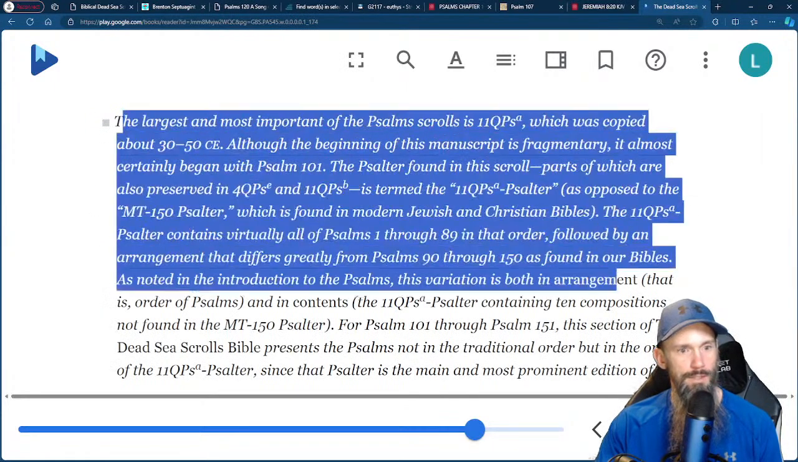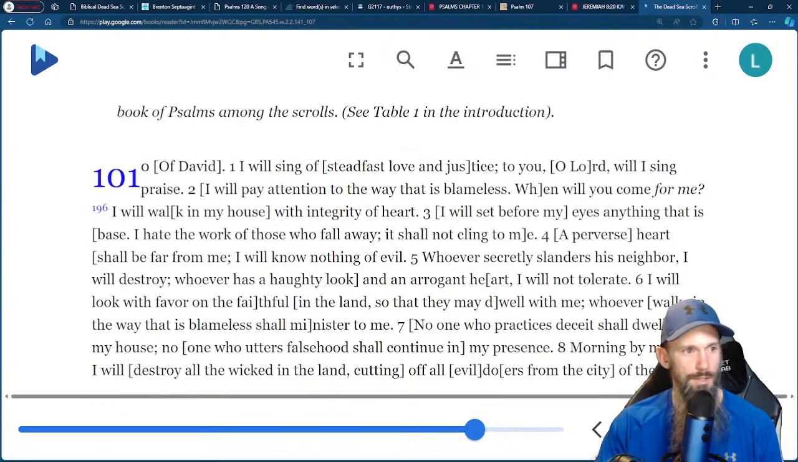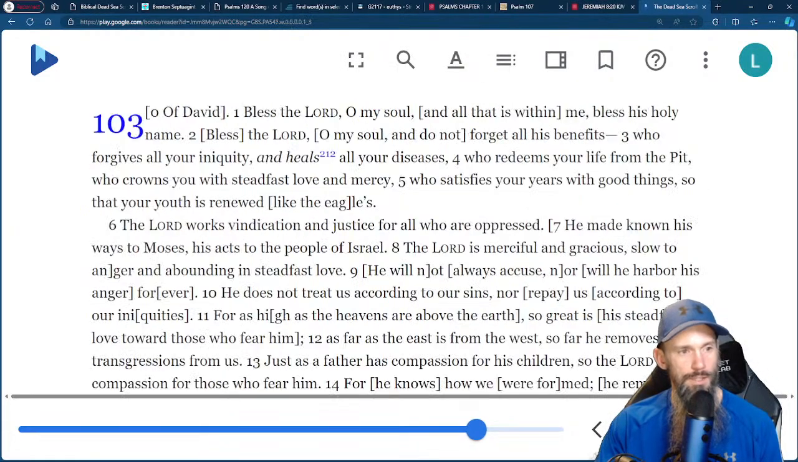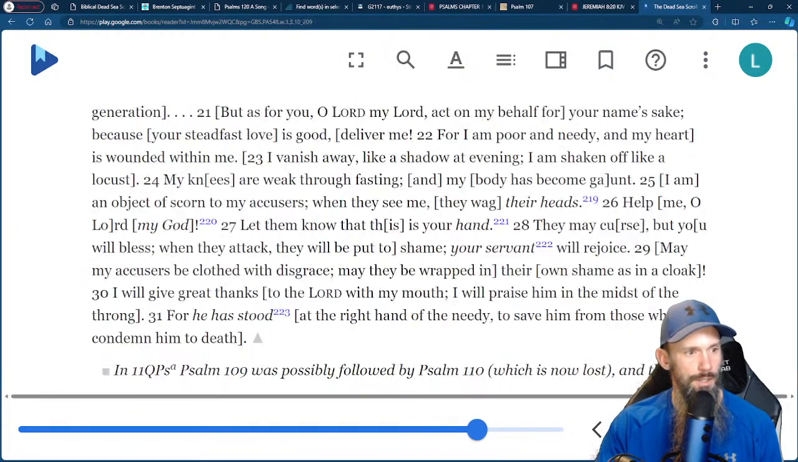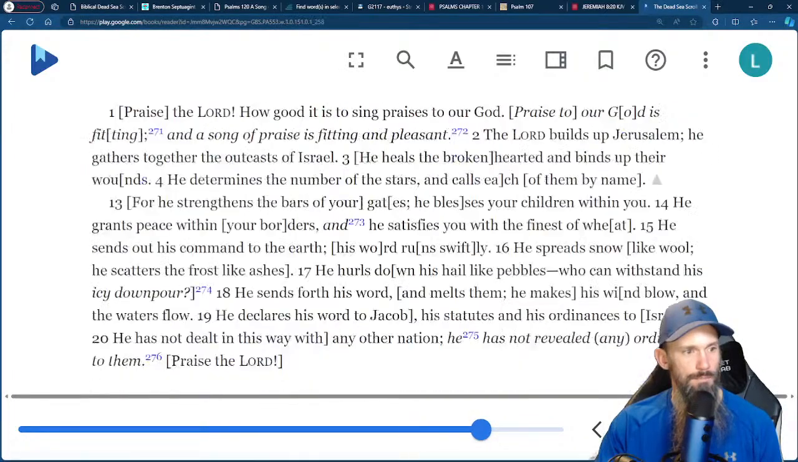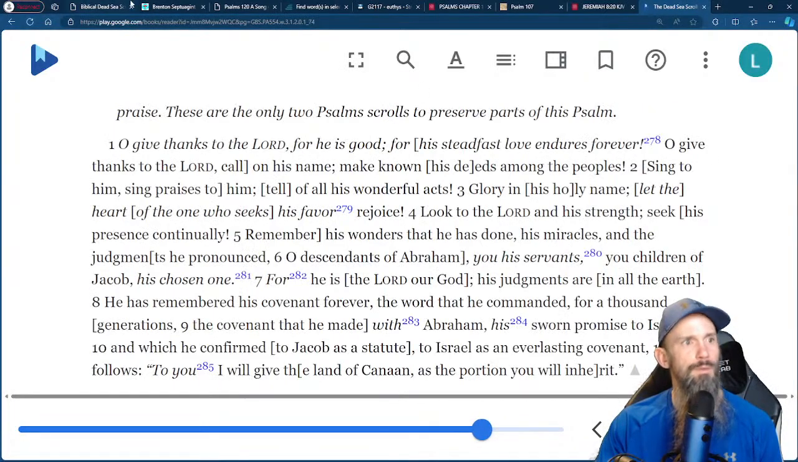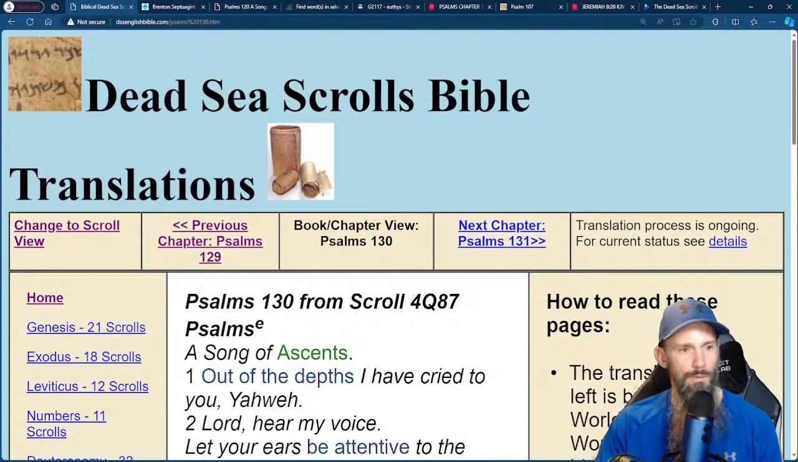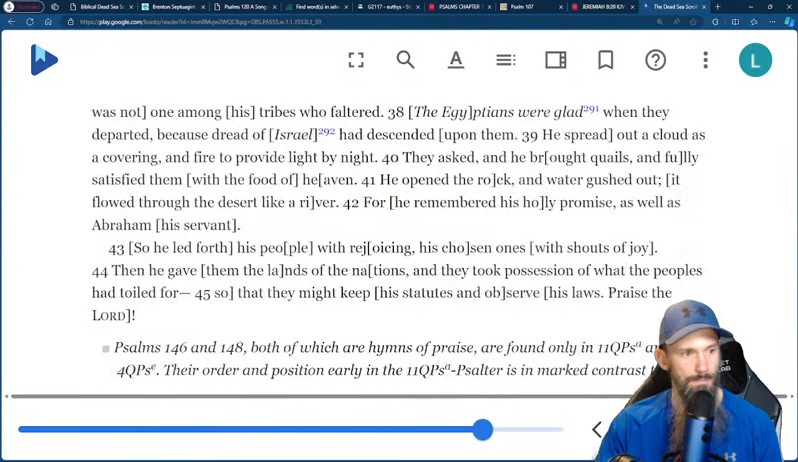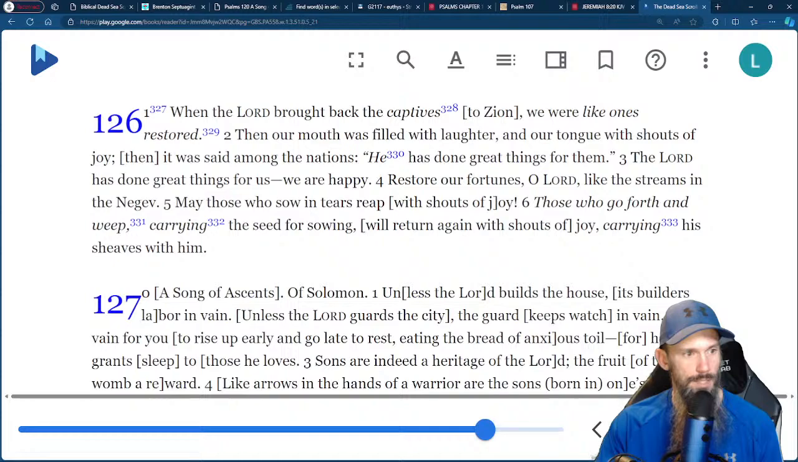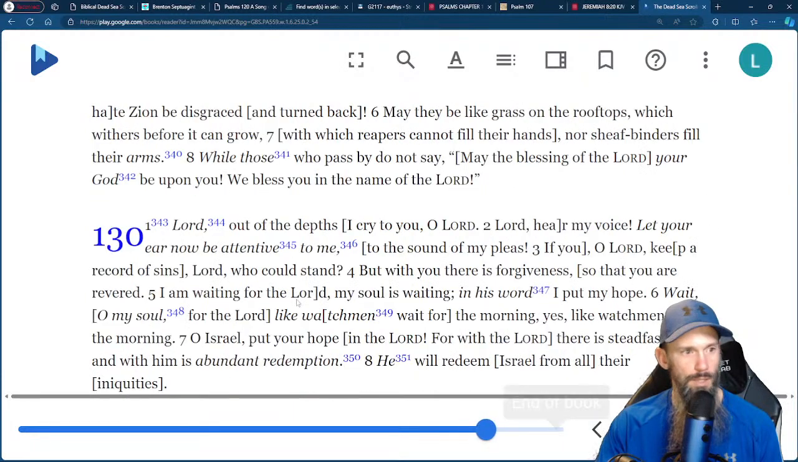Yep, so it tells you, gives you a bunch of extra details that you don't get just from an English translation. Where's 140? Which one are we on? 130. I might have already passed it. See, it's in a completely different order.